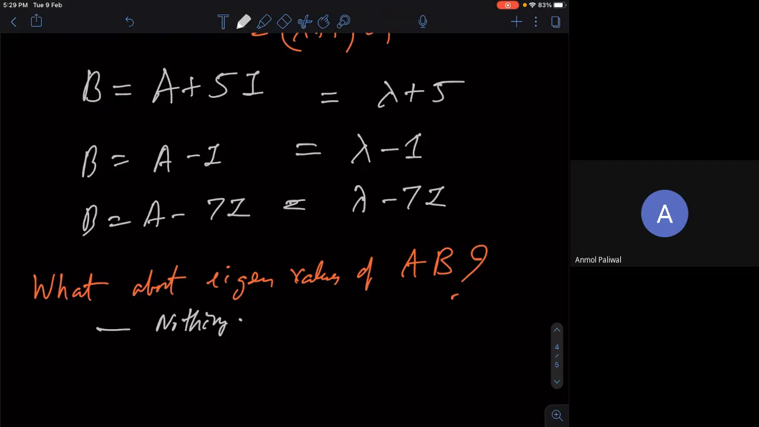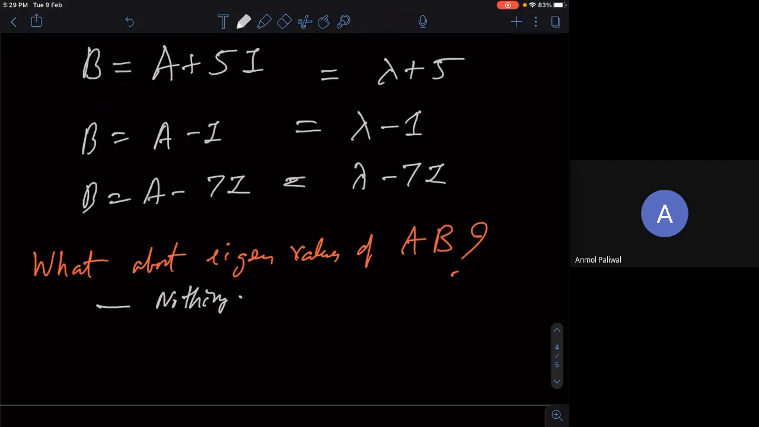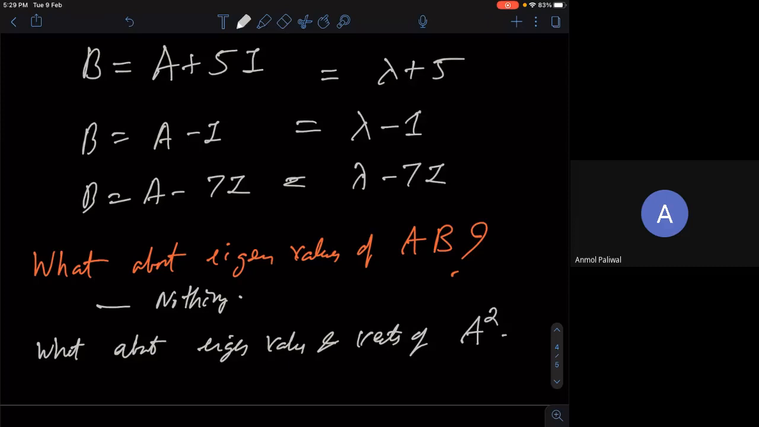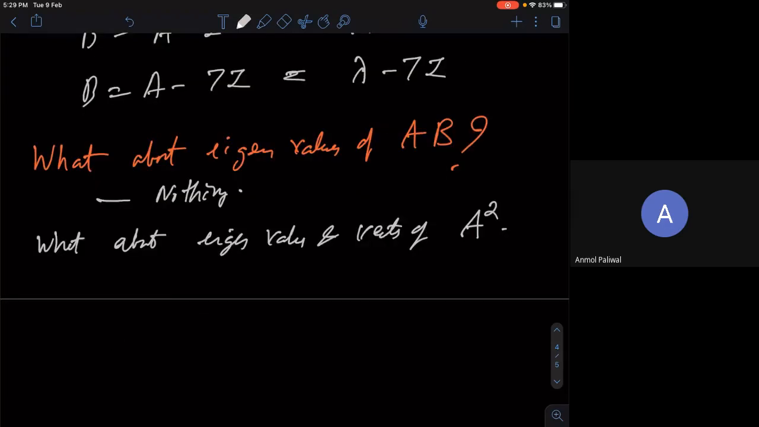Okay, this much is clear. But what about eigenvalues and vectors of A square? This is a special case of the previous general case of AB. Here it's A square. What can I say about the eigenvalues and vectors of A square?